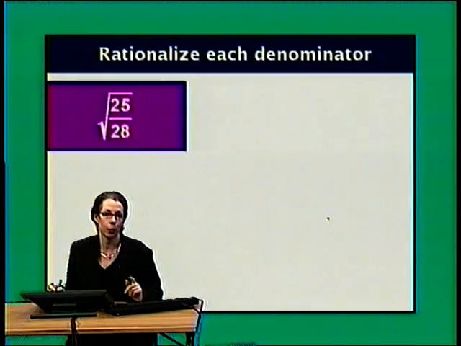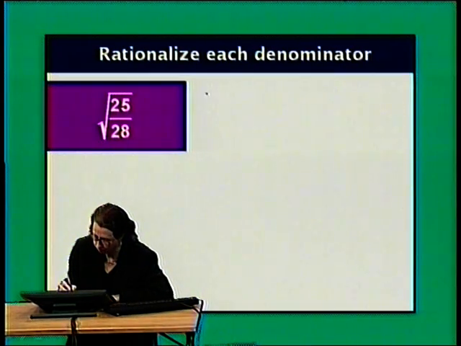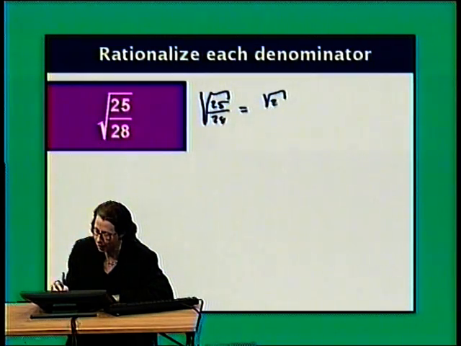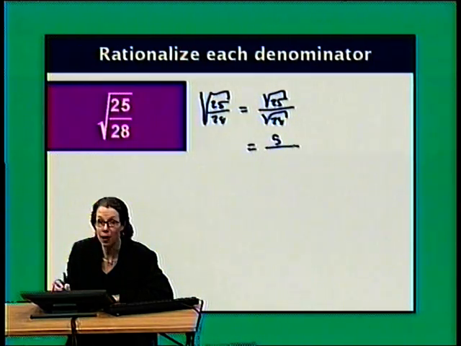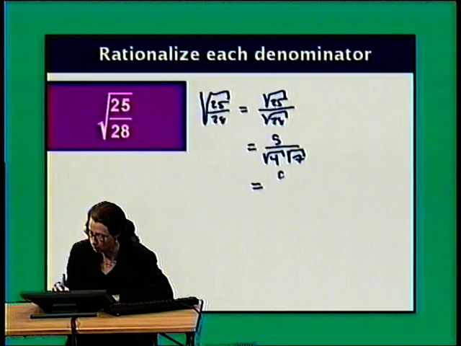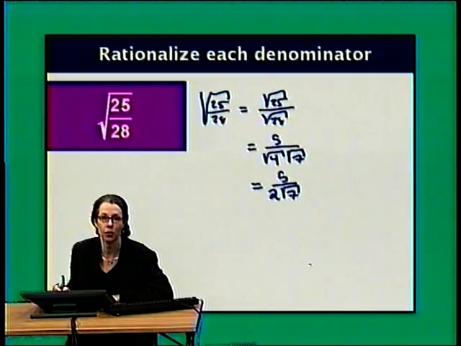The square root of 25 over 28. I want to rationalize the denominator, but I'm going to start by writing this as the square root of 25 over the square root of 28. Square root of 25 is 5. The square root of 28 I can simplify. This is the square root of 4 times the square root of 7. So I have 5 over 2 times the square root of 7.